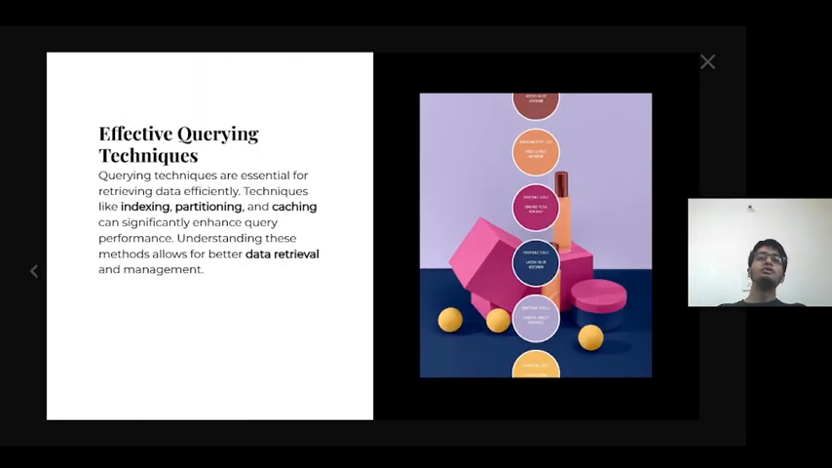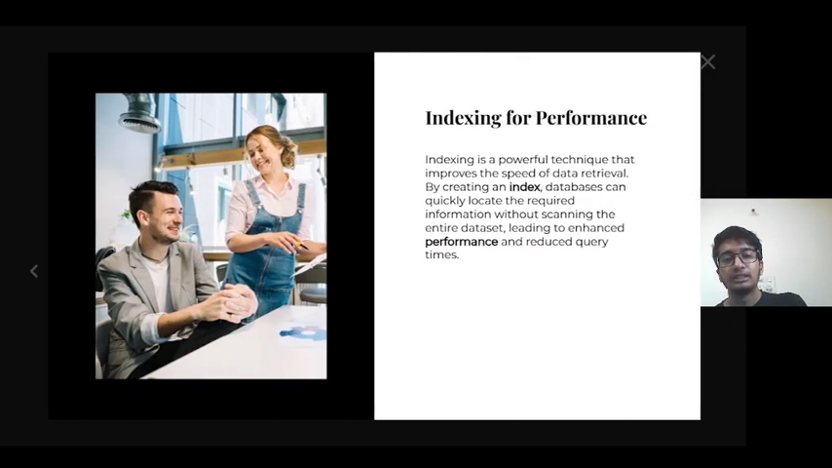So now let's move on to querying techniques. Querying techniques are essential for data retrieval. These techniques like indexing, parsing, and caching can significantly enhance query performance. Understanding these methods allows for better data retrieval and management.